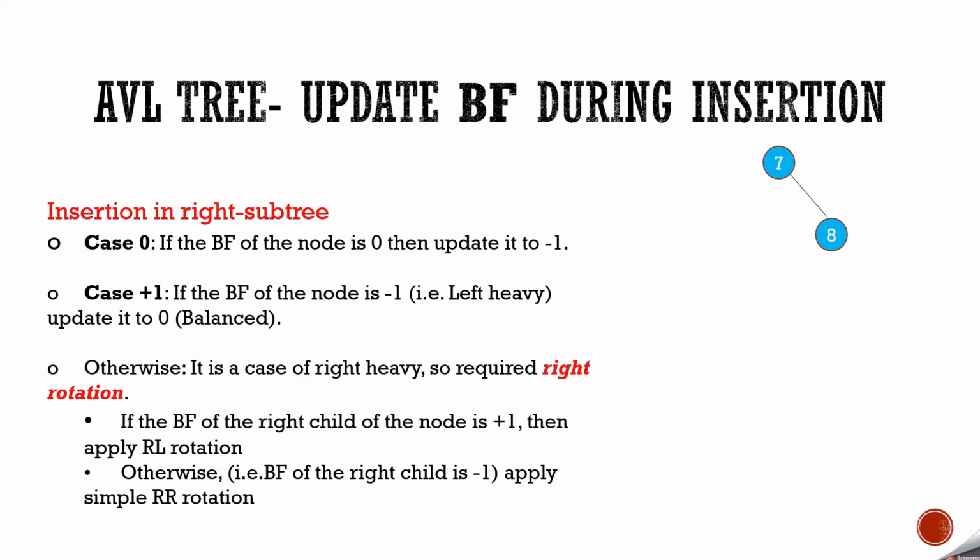Similarly, if I have a new node that I have added in the right subtree of a node, then how are we going to update the balance factor? In case of 0, that means the balancing factor of a node is 0, then I'll update it to -1 because I have put it in the right side. That means initially there was no tree, now I am adding in the right side, so naturally it is going to be -1.